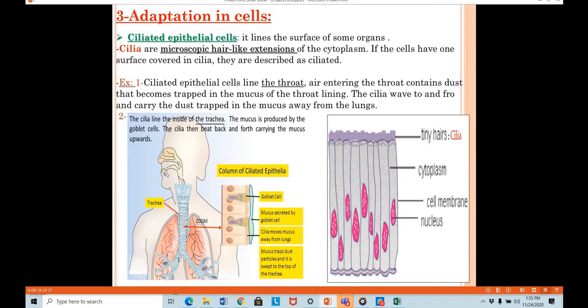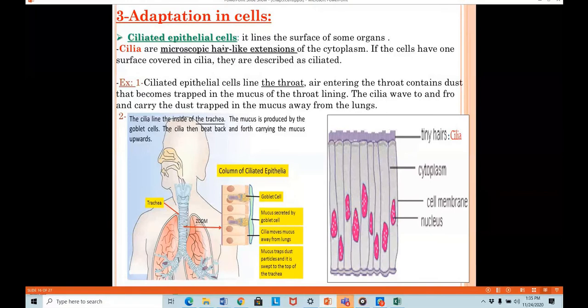Okay, so ciliated epithelial cells line the surface of some organs, and cilia are microscopic hair-like extensions of the cytoplasm. If the cells have one surface covered in cilia, they are described as ciliated cells. Example, the ciliated epithelial cells that line the throat. The air entering the throat contains dust that becomes trapped in the mucus of the throat lining, and the cilia wave to and fro and carry the dust trapped in the mucus away from the lungs. Okay, so if it gets swallowed, then it will get deposited in our lungs.